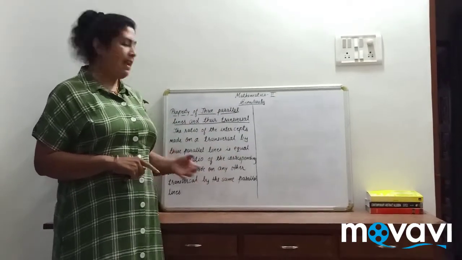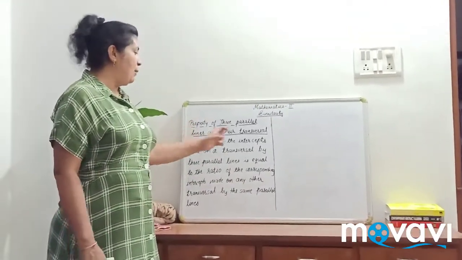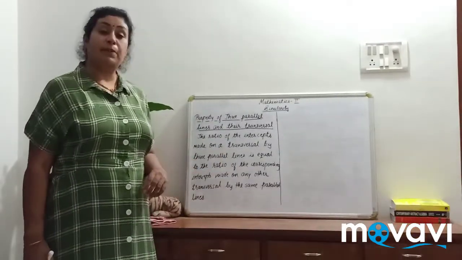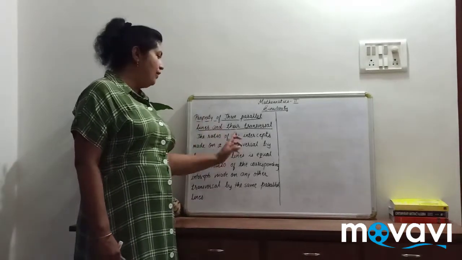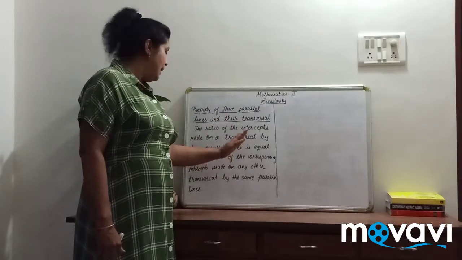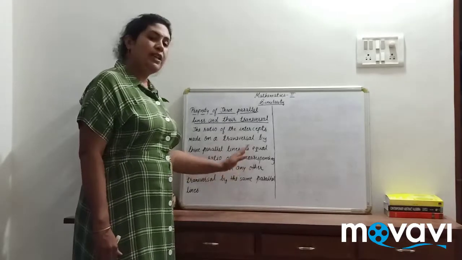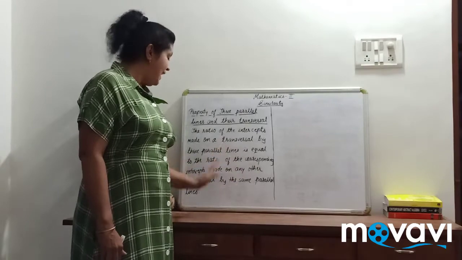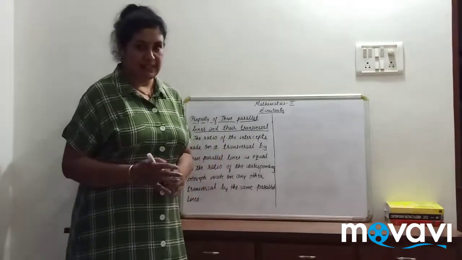This is called the three parallel lines property with their transversals. Okay, so the name is the property of three parallel lines and their transversal. Let us see what the statement says. The statement says that the ratio of the intercepts made on a transversal by three parallel lines is equal to the ratio of the corresponding intercepts made on any other transversal by the same parallel lines.